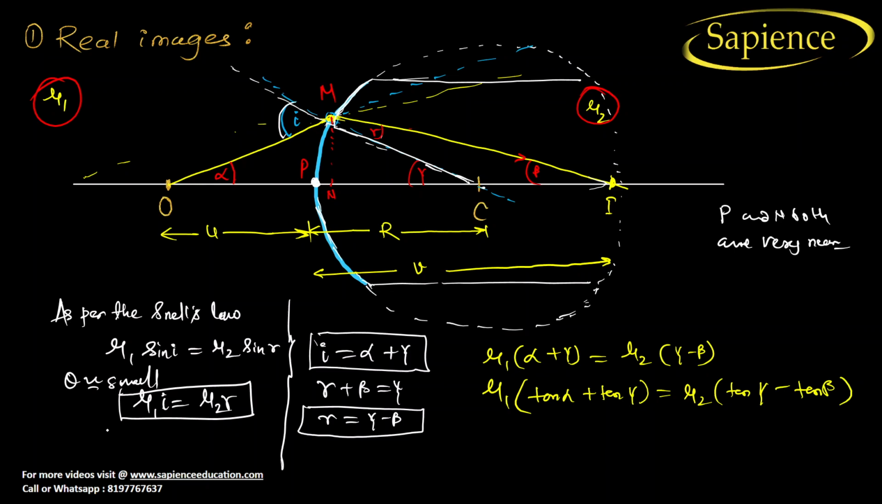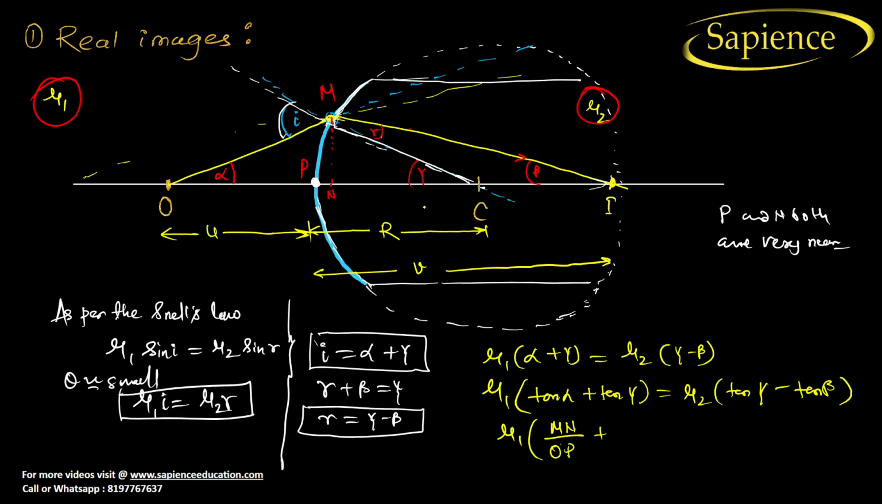When we talk about tan alpha, just consider this angle in triangle MON. In triangle MON, tan alpha means perpendicular by base, which is equal to MN by OP, right? Why OP? Because OP or ON, both we are considering as the same.